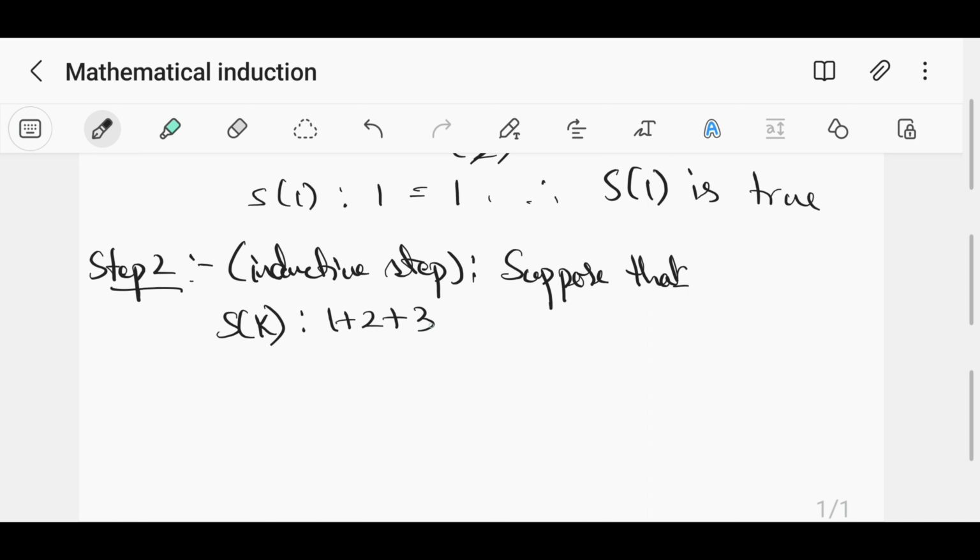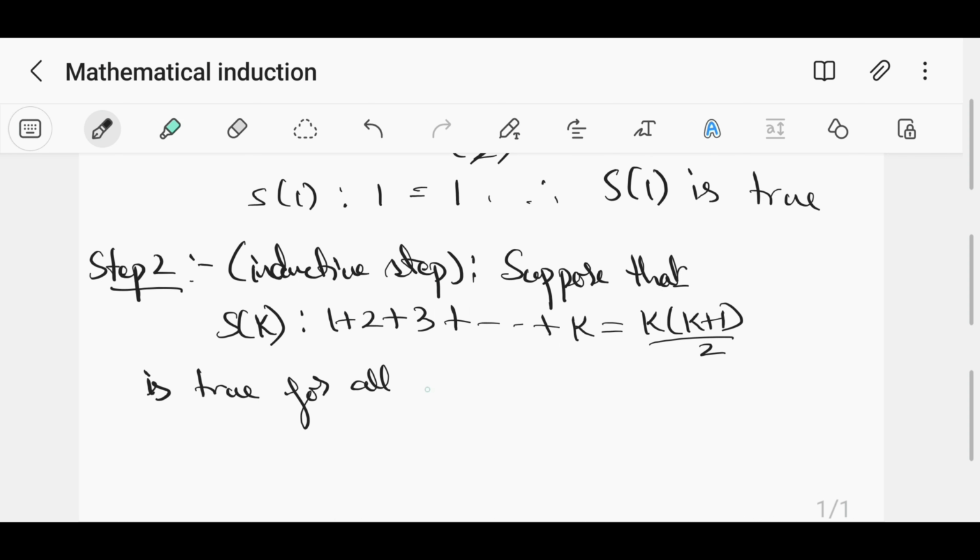1 plus 2 plus 3 plus so on, plus in place of n we have k, that is equal to k into k plus 1 by 2. Just in place of n, you are replacing it with k. So you are telling that this is true for all positive integers k greater than or equal to 1. This is our inductive step, wherein we have just assumed for n equal to k and for k greater than or equal to 1.